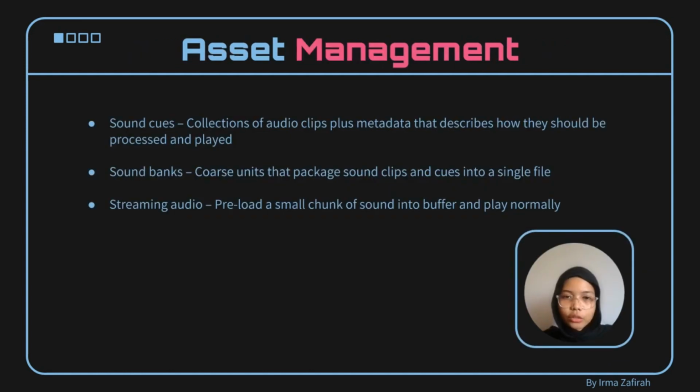There are three ways to manage sound asset. The first one is sound queue. The sound queue is a collection of audio clips and metadata that describe how they should be processed and played. The second one is sound bank. So sound bank is like cost units that package sound clips and queue into single file.